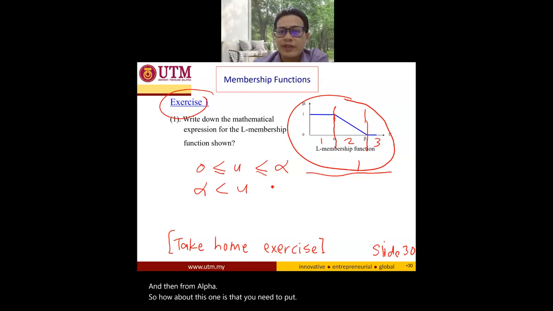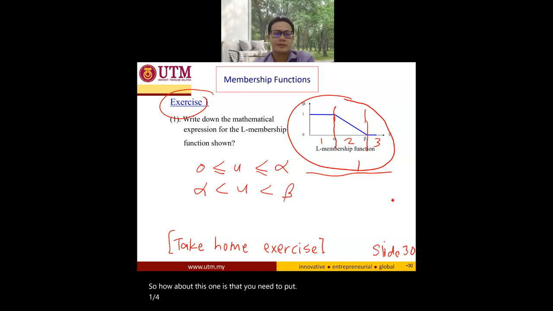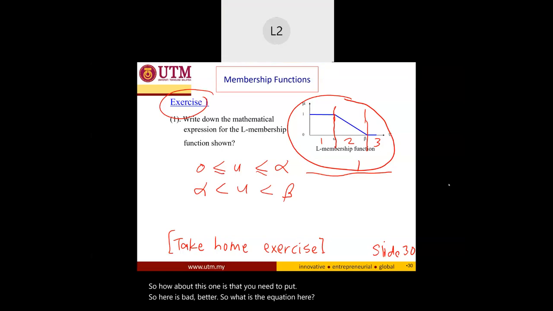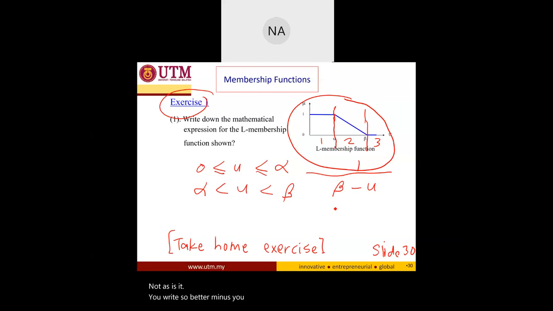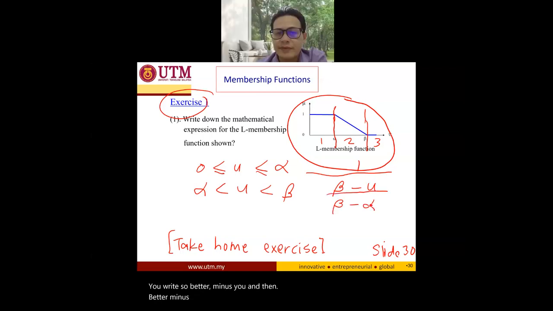So here is beta. So what is the equation here? Beta minus x over beta minus x. What? X. Where is x? U. Oh, not x, it is u. Yes. Right. So beta minus u, and then over beta minus alpha. Is that correct, guys? Yes. Okay. Good.